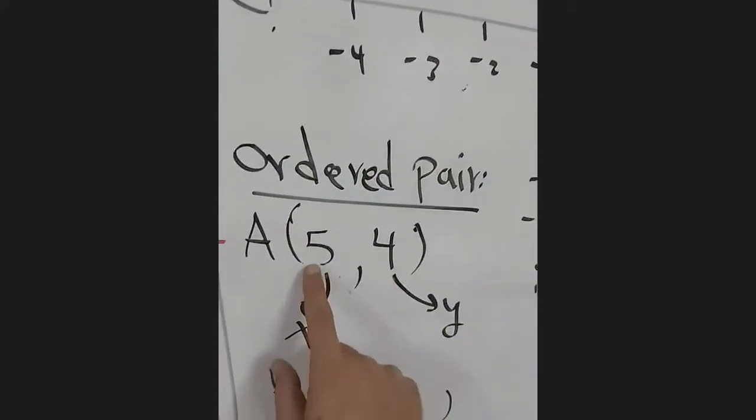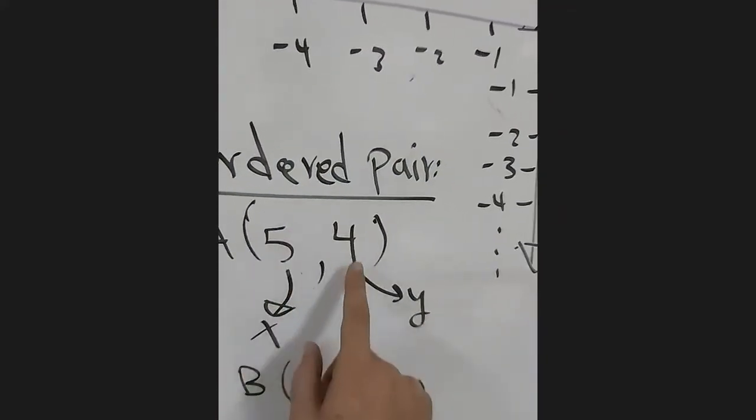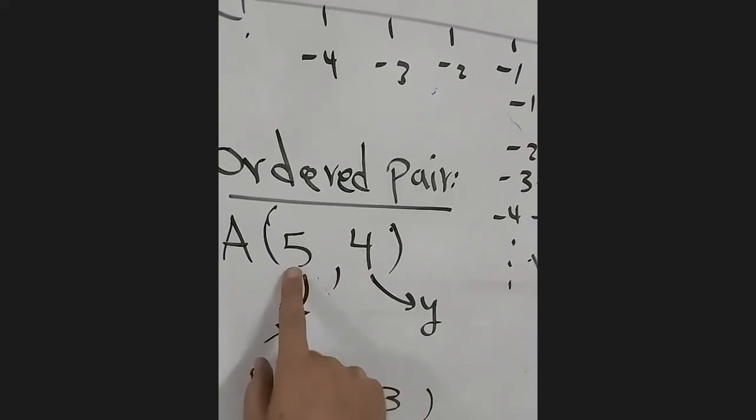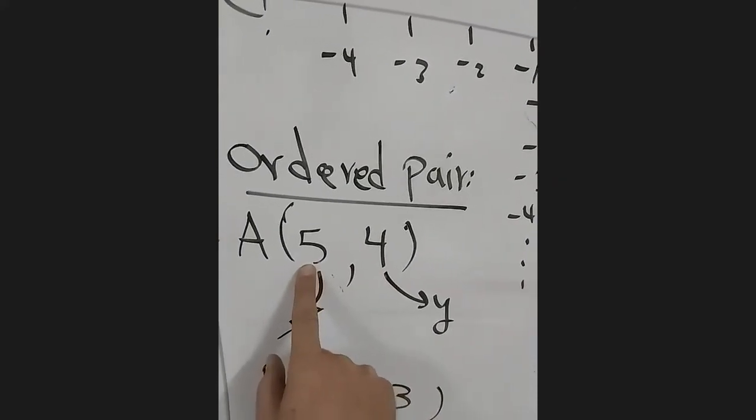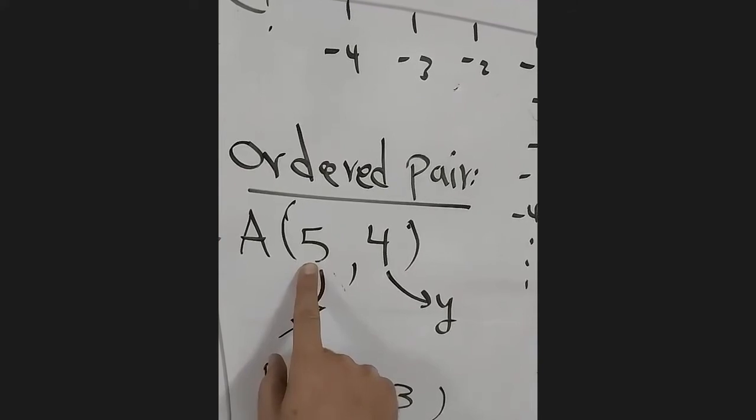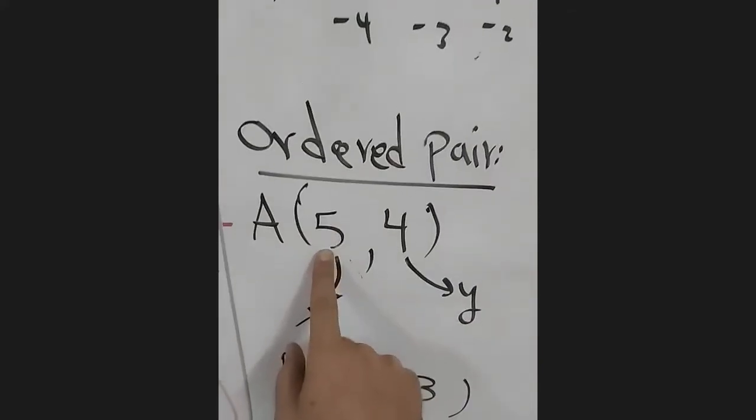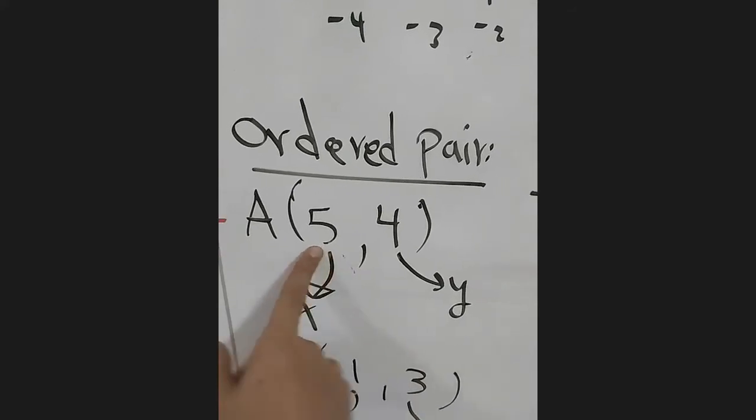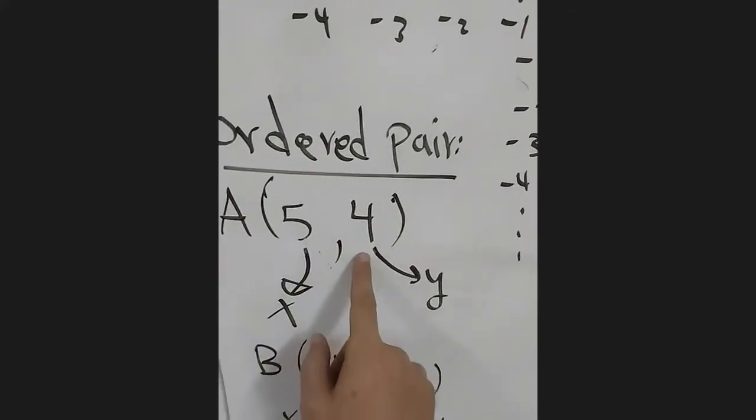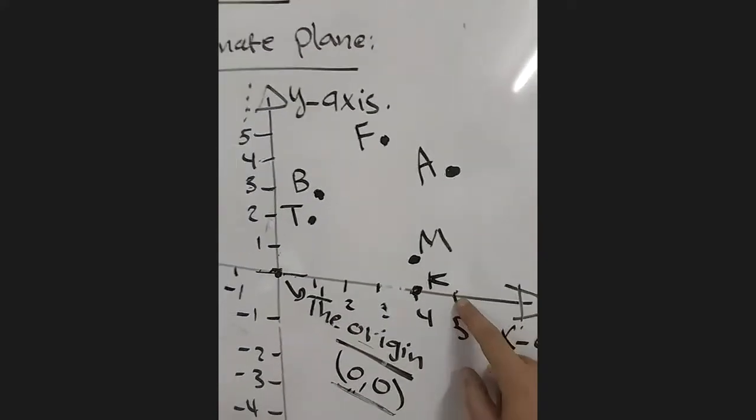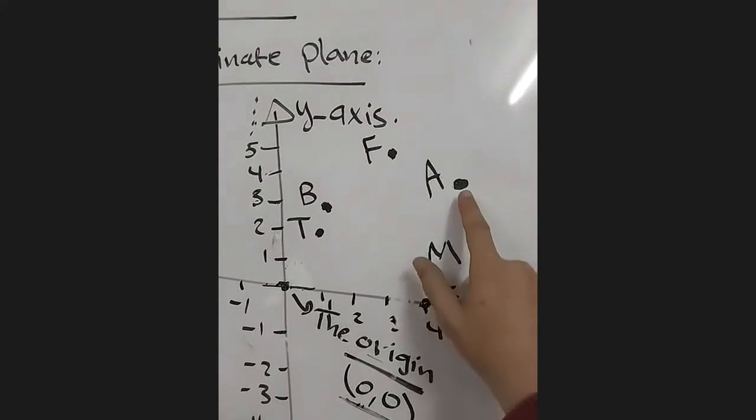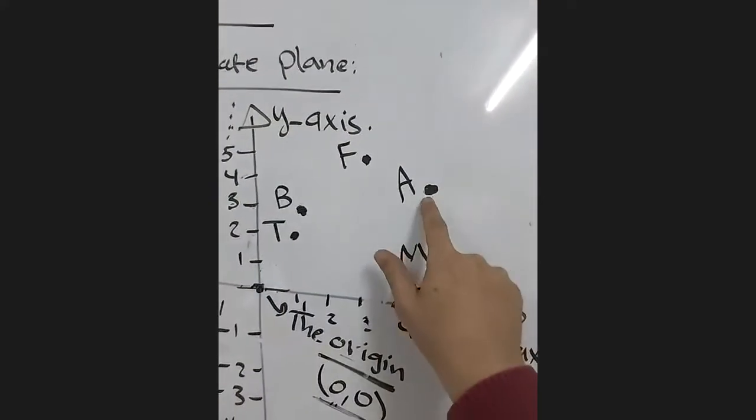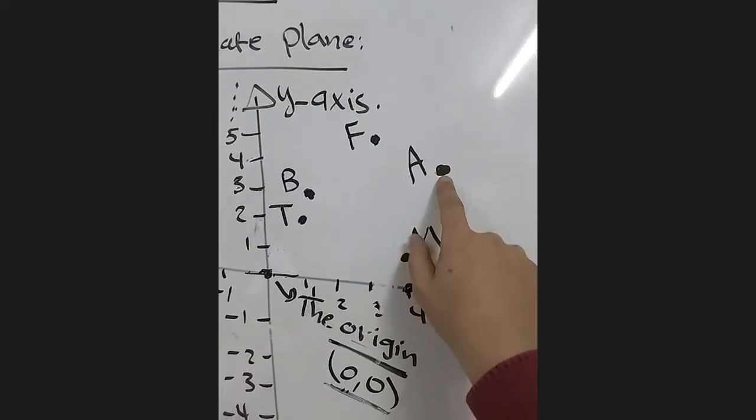Okay. Now, how do we graph the point? We go to the X first, then we go to the Y. The X is how much? The X is 5. Look here. And the Y how much? 4. So I will go from the 5 of X and go up until I get the 4 of Y and I put my point, okay?